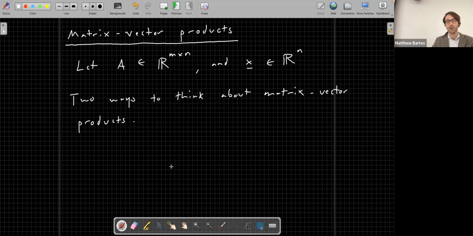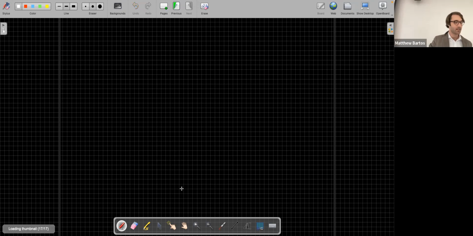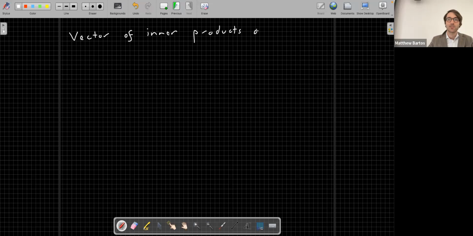And to be clear, what we're talking about is A times X. That's what I mean when I say matrix vector products. Let's just say this is AX equals B. We're talking about this product here. There are two ways to think about it. The first, which is the method you probably learned in undergraduate, is a vector of inner products of X with the rows of A.